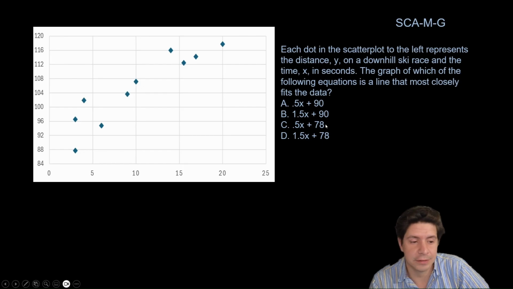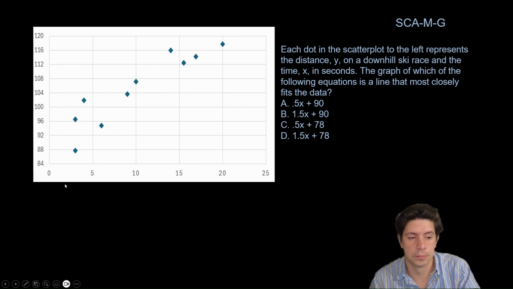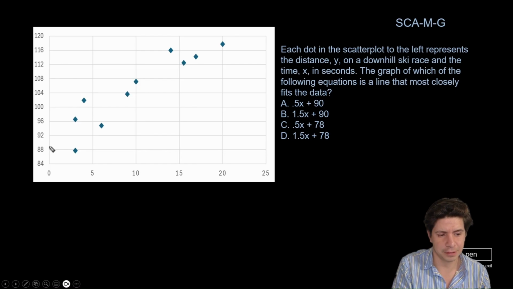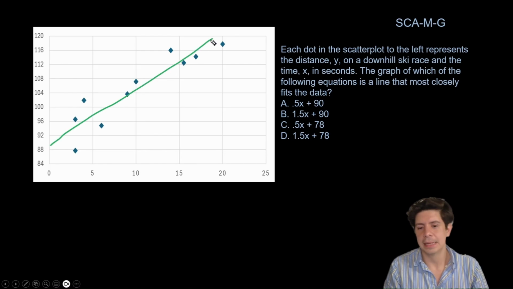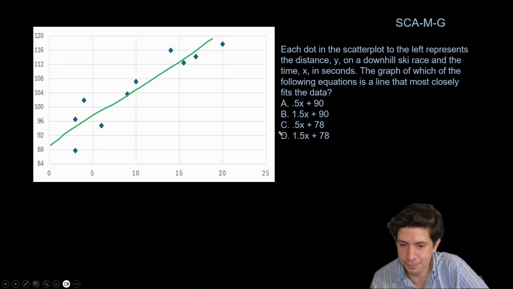90, 90, 78, 78. So I would say, and let's look at this, right? We're starting at 84, we're starting at 0 for the x-axis. What do we think is going to happen? So if you were to imagine a line, let's do a very funky line here. It'd be something like this. Okay? So already I could tell that it's closer to 90 than to 78. I'm going to say it's not C or D.